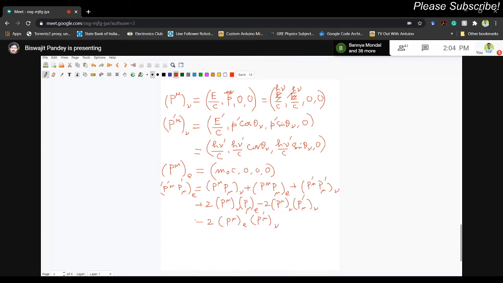Now if you look at the individual terms, if I take the norm of the four momentum of the electron, it doesn't matter which frame I go to, whether it's a moving frame or a frame at rest, it remains invariant.